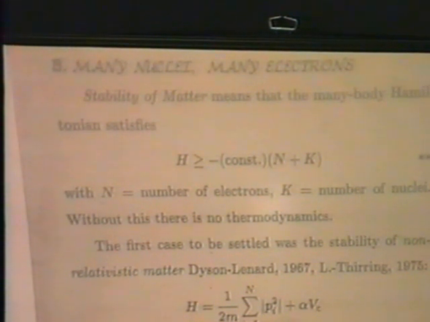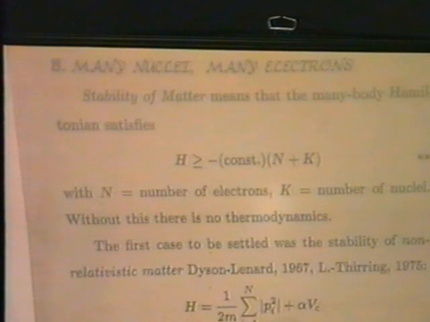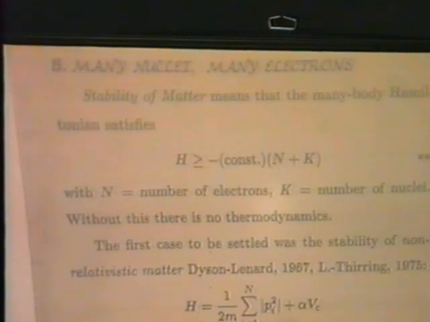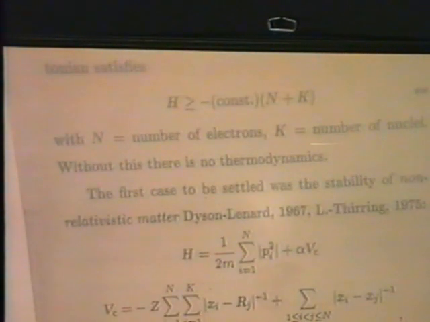Then we say that this many-body Hamiltonian is stable. Now, it's written down over here. I'll come to it in a moment. But we say that it's stable if the bottom of the spectrum of this thing is bounded below by some universal constant times the number of things in the universe, namely the number of nuclei k plus the number of electrons, which I'm calling n. So I'm demanding more than that it's finite. I'm demanding that it has a linear lower bound. If I don't have that, I don't have the world as we know it. I don't have thermodynamics. I don't have anything.